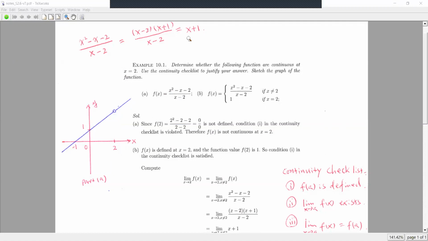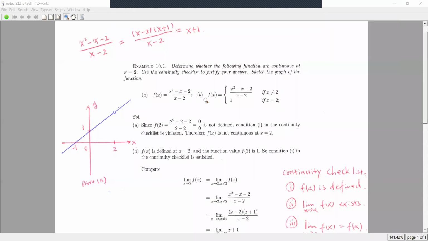This function and x plus 1, they are equal everywhere except at point 2. At point 2, this function has no function value, but x plus 1 has a function value. The function value is 2 plus 1, 3.